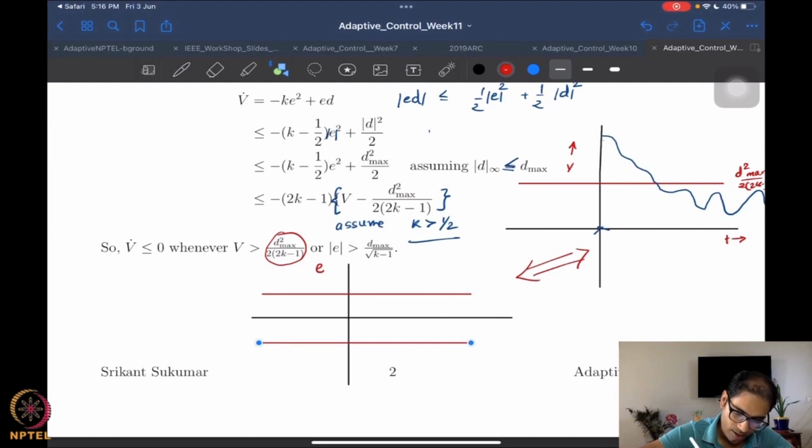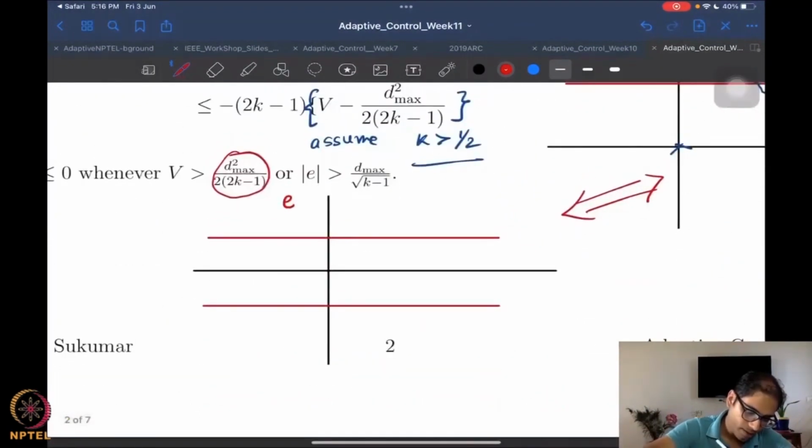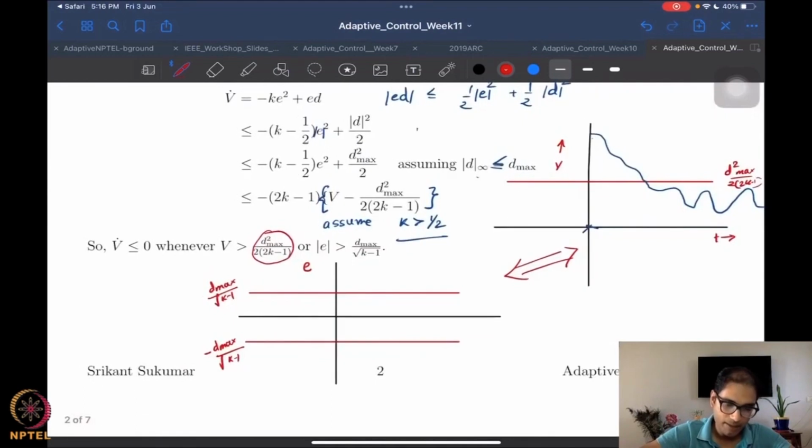Like this has to be almost the same. So I've drawn two boundaries. One is, I apologize, this one is d max over square root k minus 1, and this is minus d max over square root k minus 1. Now what happens?